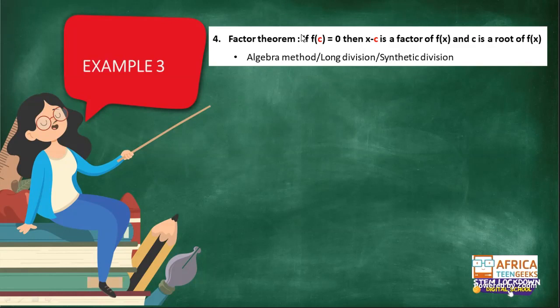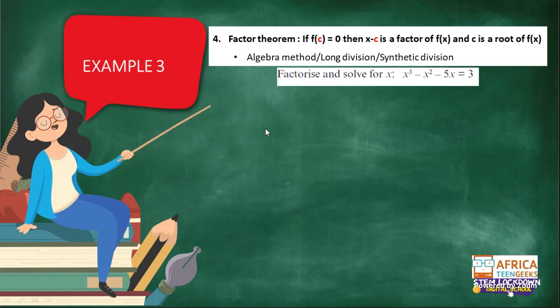So you still need to use trial and error to get your first factor, and then you can use either the algebra method, long division, or synthetic division. Either way, you will still get to the same answer. Work with the method that you understand.